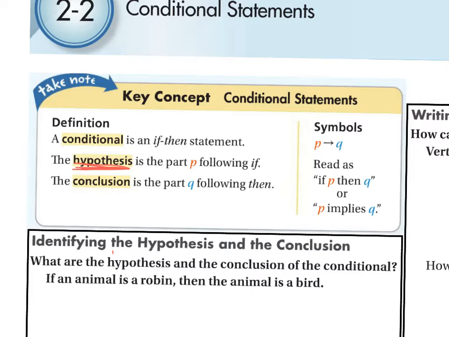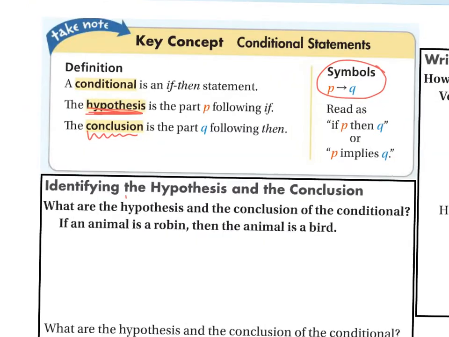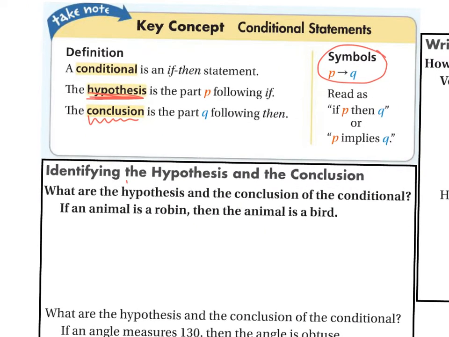The conclusion is the part following the then. If you see it with symbols, it looks like this: if P, then Q. Or you could also read it as P implies Q. All right, so what are the hypothesis and the conclusion of the conditional?